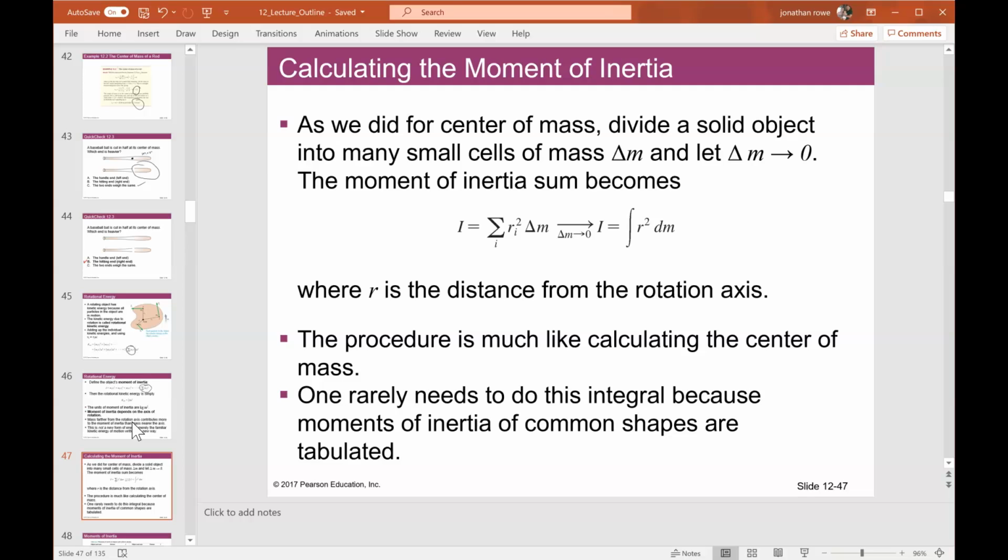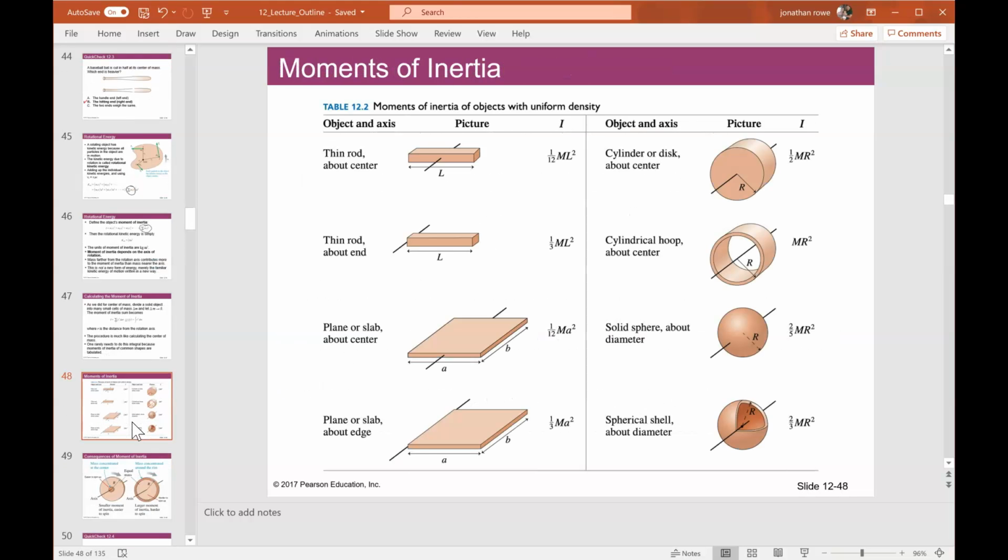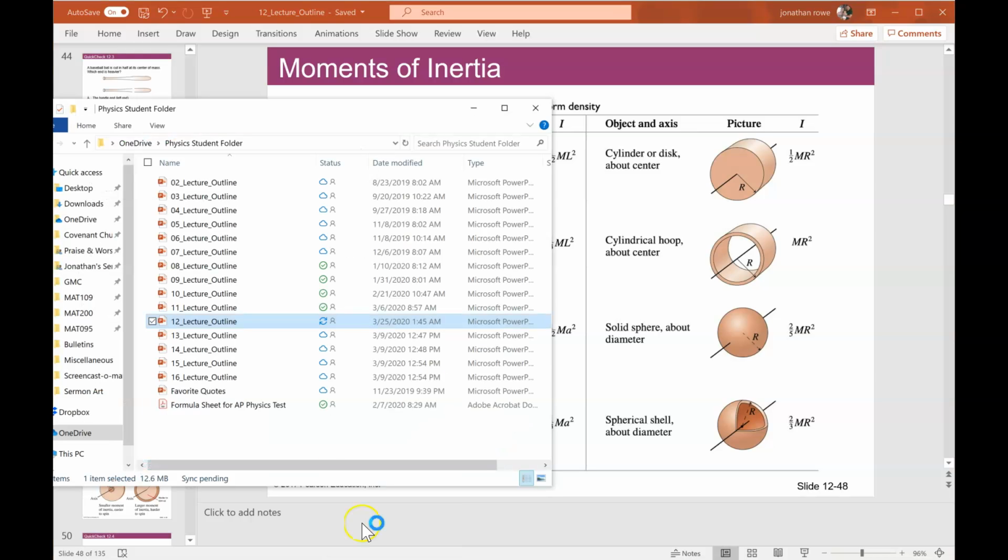The good news about this is you rarely have to do this, because most of the time common shapes are going to be used, and the moments of inertia for common shapes are usually given to you. And here is the slide that gives you lots of moments of inertia for common shapes. And I think this is on the AP physics test formula sheet. Let's take a look at it. Formula sheet.